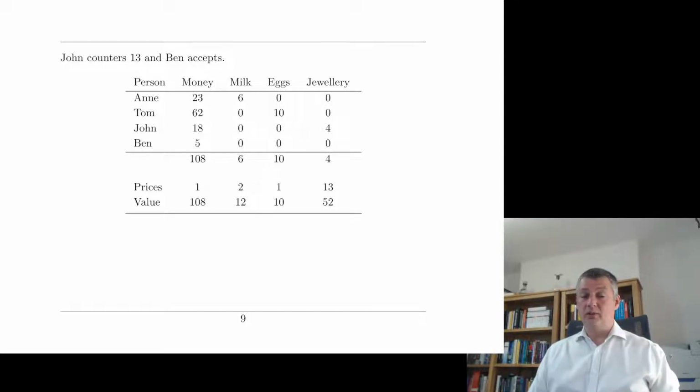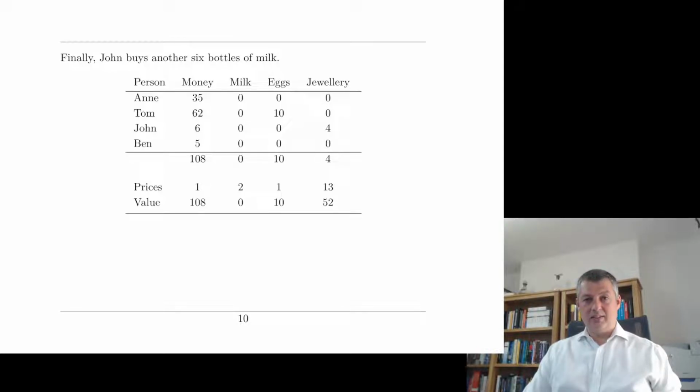It is worth remembering that no one wants money, but it also holds that for all of the market participants selling goods, they don't want their own goods. Tom would only take the eggs to market that he does not want himself. Anne would only take the milk, etc. So, at the end of the day, John goes to buy another 6 bottles of milk, emptying out Anne's inventory, and at the end of the day, the prices in the market are £2 for milk, £1 for eggs, and £13 for a piece of jewelry.